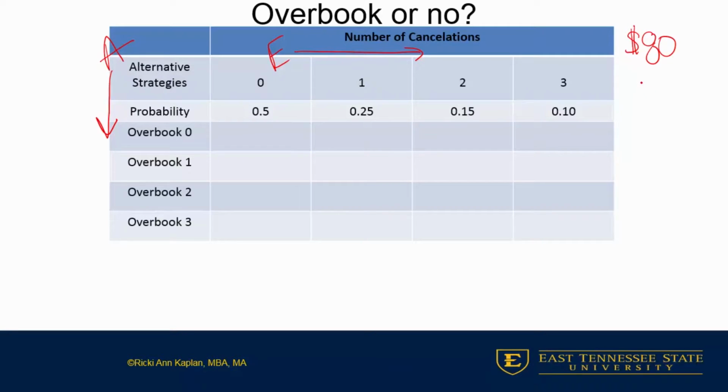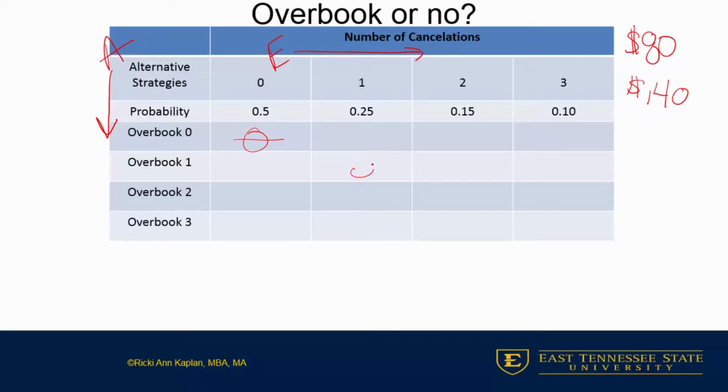But if we overbook, it's $140 that we have to spend putting someone else up elsewhere, at least $140. So we know if we overbook 0 rooms and there's 0 cancellations, every single room is going to be booked and we're not losing any money. If we overbook 1 room and we have 1 cancellation, we can take that person who we overbooked and put him into the room that canceled.